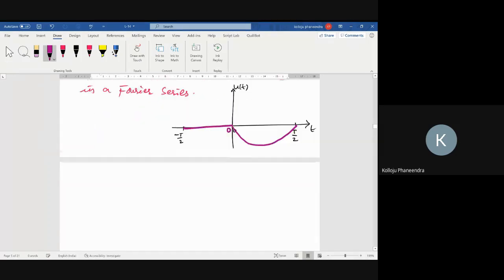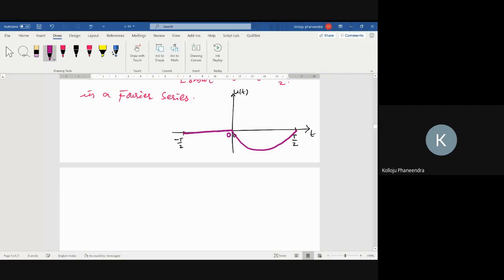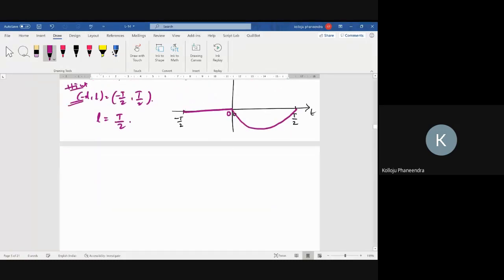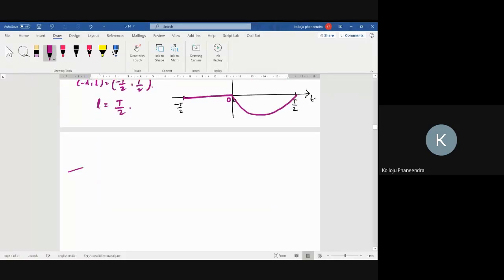Clearly, from minus T by 2 to T by 2, the length is T. Like the minus L to L problem, what is the L value? Don't confuse: L value is T by 2. This is the hint; you solve this problem. This was about Fourier series in an arbitrary interval.